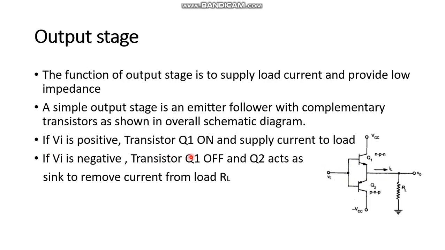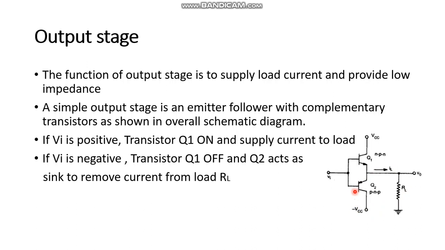If Vi is positive, meaning high voltage, the NPN is on. If we give low voltage, the PNP is on. So this is a complementary stage: if one is on, the other is automatically off. If this is on, current flows to the load resistor like this. Let's suppose this is off and this is on. What happens? Current circulates in this mode.